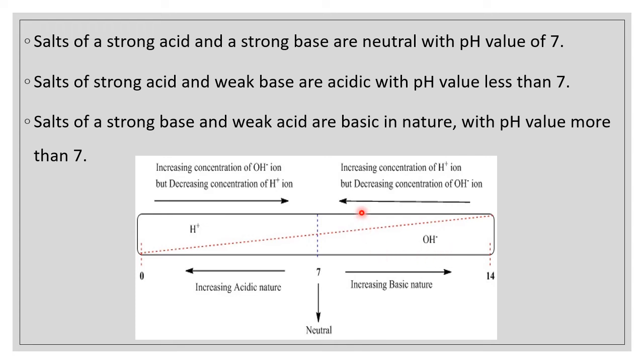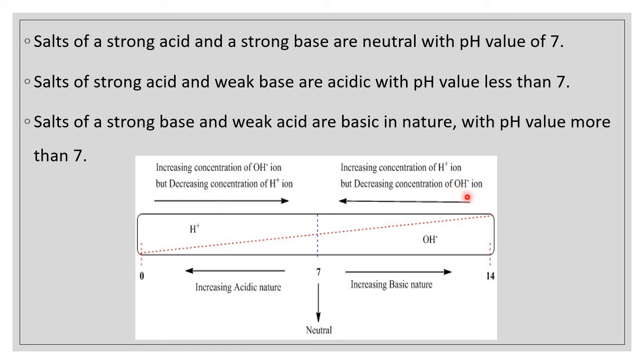So here it is what? Increasing concentration of OH minus ion. If you move from left to right, you are increasing the concentration of OH minus ion or decreasing the concentration of H plus ion. That means you are decreasing the acidic strength and increasing the basic strength.